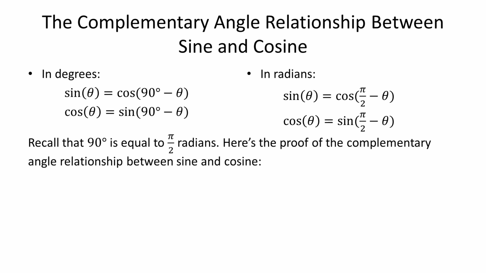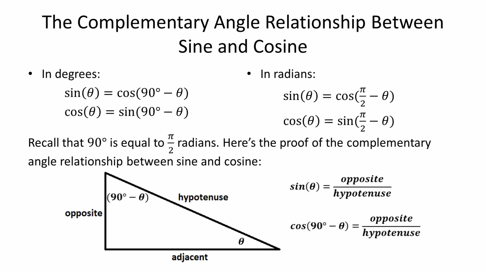So here's the proof of the complementary angle relationship between sine and cosine. Here's a right triangle with theta and 90 degrees minus theta labeled, and opposite, adjacent, and hypotenuse labeled relative to the angle labeled theta. We can see that sine of theta is equal to opposite over hypotenuse, and cosine of 90 degrees minus theta is equal to opposite over hypotenuse. So they're both equal to the same thing.